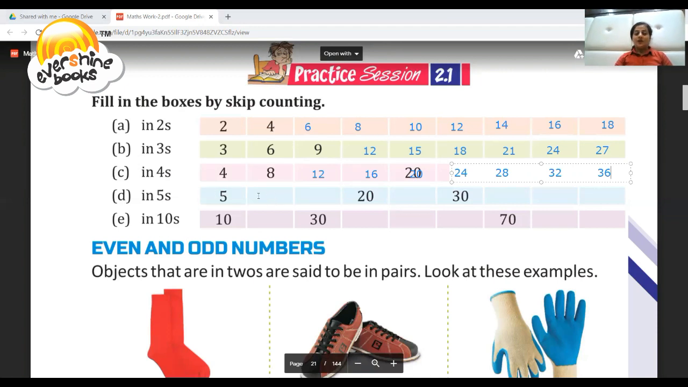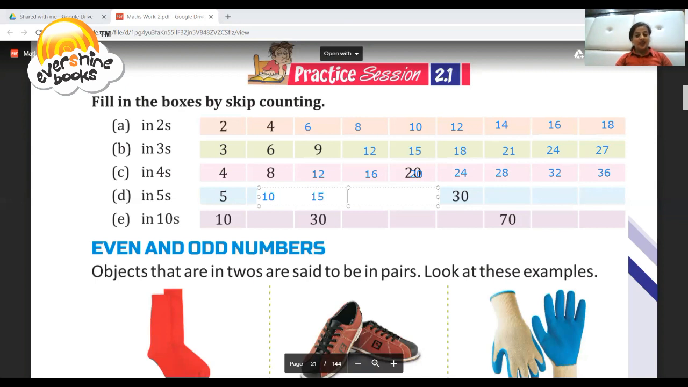Now we are going to do fives. Counting in fives is like just skip 5. Like after 5, 10 will come. After 10, 15.